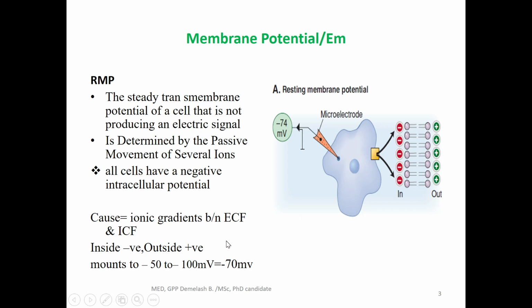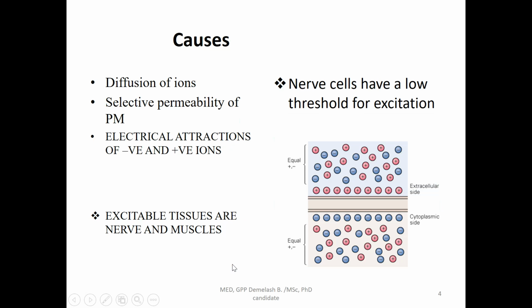So the basis of this resting membrane potential is the ionic gradient between ECF and ICF, inside more negative and outside more positive. This amounts to minus 50 to minus 100 millivolts, an average of minus 70 millivolts. The causes, as I told you, are diffusion of ions, selective permeability of the plasma membrane, and electric attraction of negative and positive ions. Nerve cells have a low threshold for excitation. This is the extracellular side, and this is the cytoplasmic side. As you see, the cytoplasm is negatively charged and the extracellular part is positively charged. Excitable tissues are nerve and muscles. We will discuss later on in each and every part.